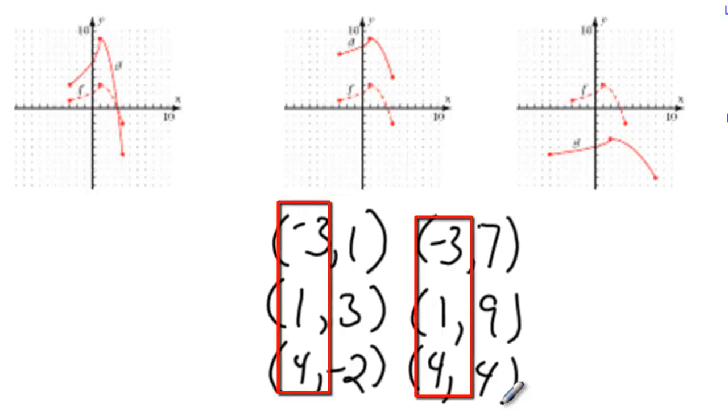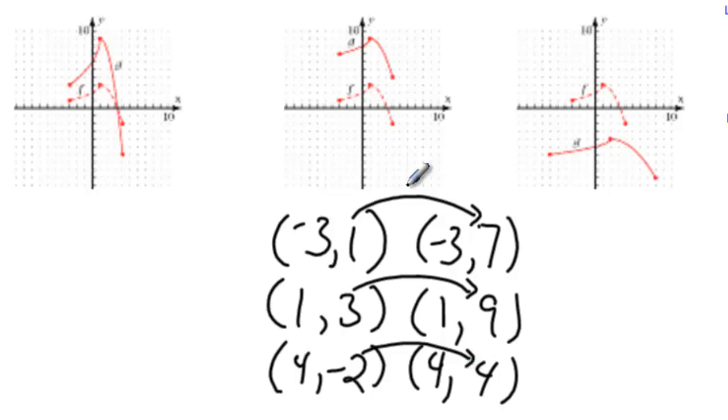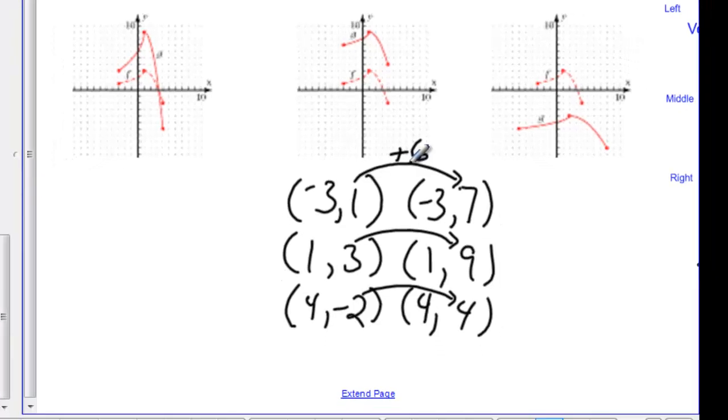But each of our y values has changed by a constant value of 6. So we added 6 to each of our y values. So we would say we saw a vertical translation or shift of +6 units. g of x equals f of x + 6.